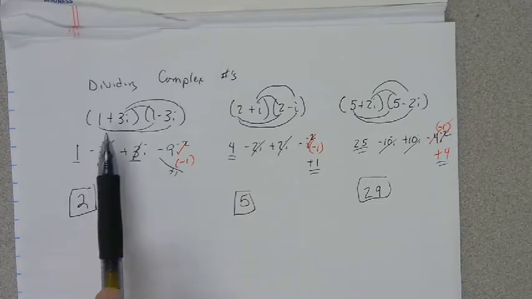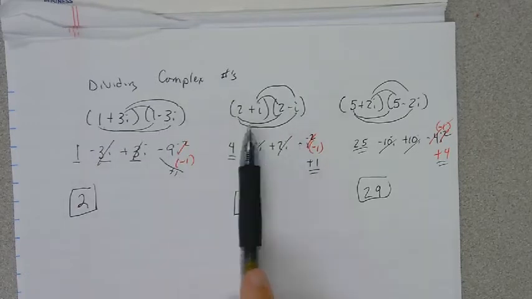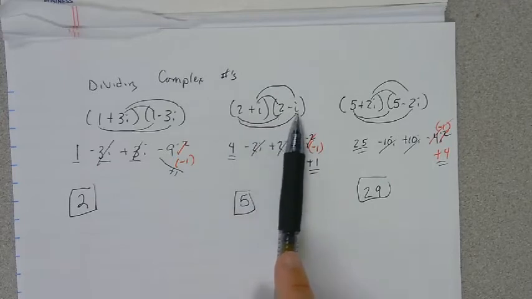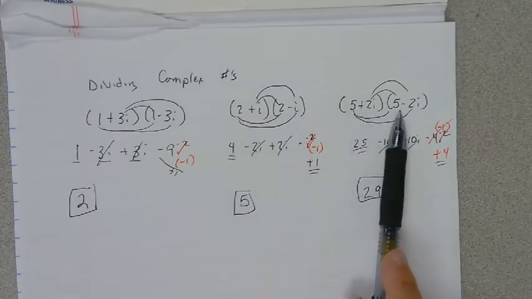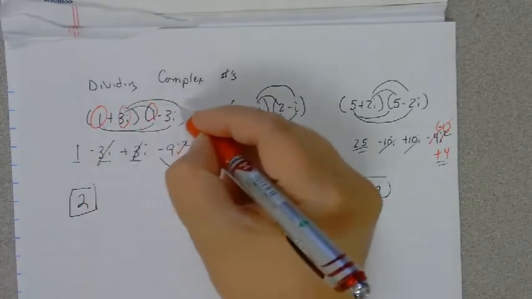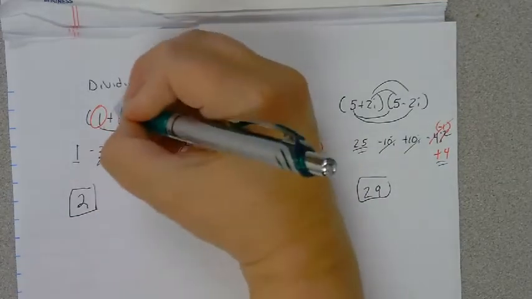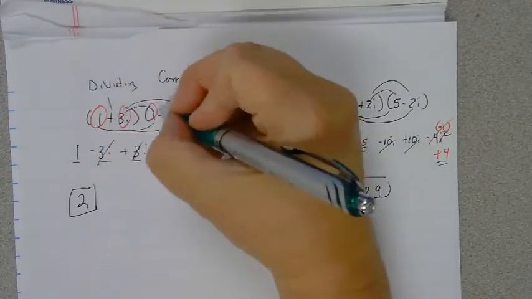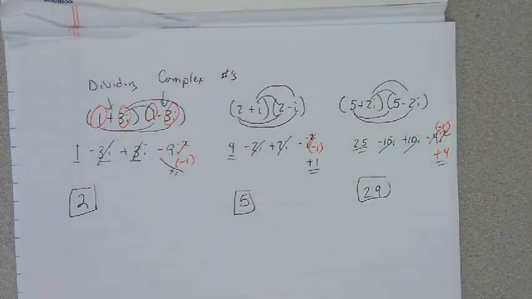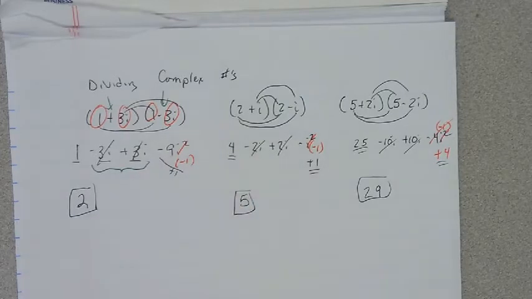If you'll notice in the problem, I have 1 plus 3i, 1 minus 3i. Here I have 2 plus i, 2 minus i. 5 plus 2i, 5 minus 2i. So the number in the front stays the same. The back number stays the same. The only thing that changes is the sign in between. So because the sign in between changes, that's what makes these two terms cancel out.